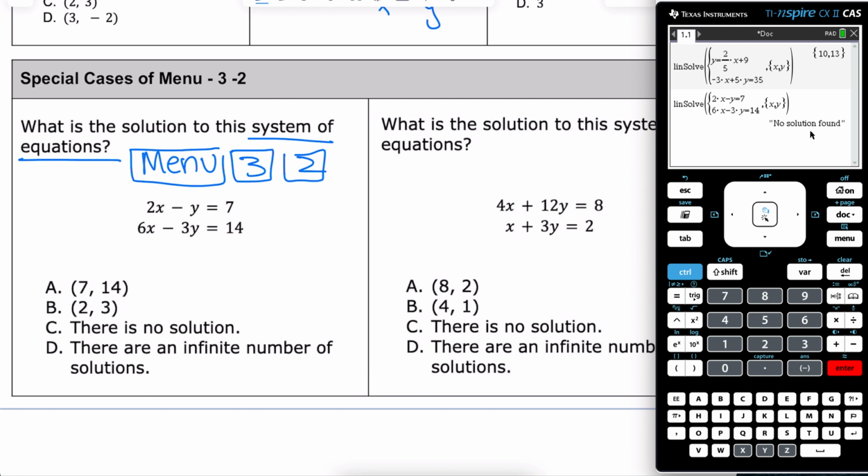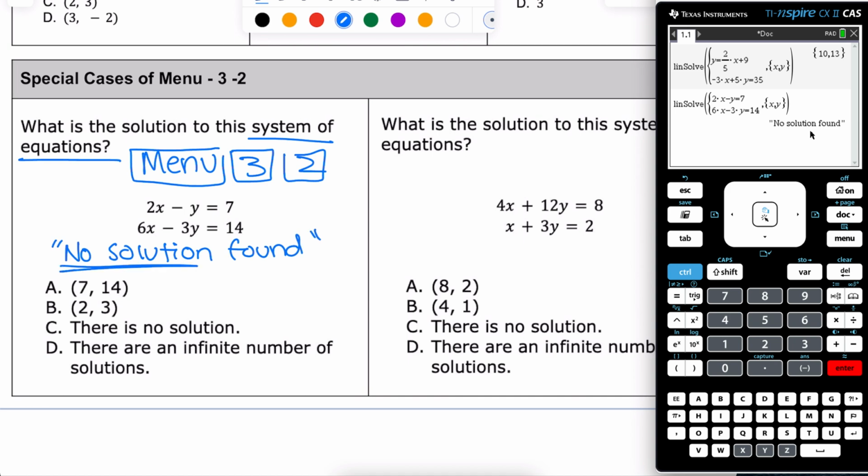That is okay. That means I need to find an answer that says no solution. So I see the word no solution and then no solution. That means my answer will be C. Okay?